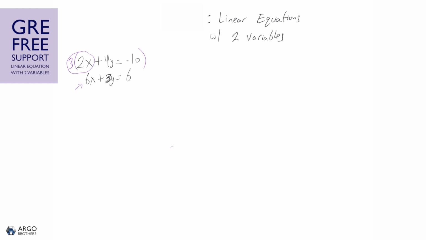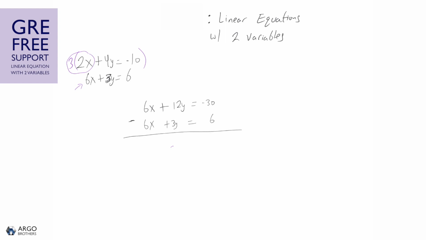Let's use a black color. So 6x plus 3 times 4 is going to be 12y is equal to negative 10 times 3, which is negative 30, right? Please don't forget that. Subtracted by just the second equation. Don't do anything to it. Do not manipulate it. 6x plus 3y is equal to 6.